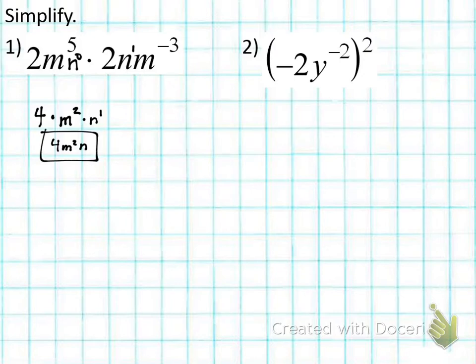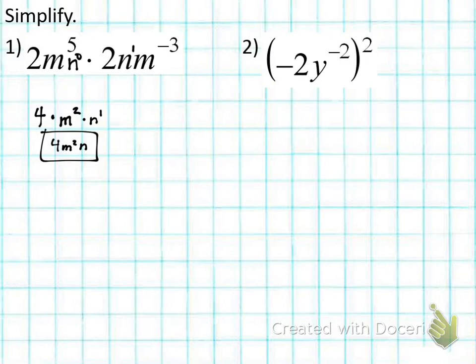Again, you're working one piece at a time. Do coefficients first. 2 times 2 was 4. M to the 5th times m to the negative 3rd is m squared. We didn't have any n's here, so I added n to the 0 times n to the first. We add them, it's n to the first. So we got 4m squared times n. That's it. Make sense? Okay, number 2.